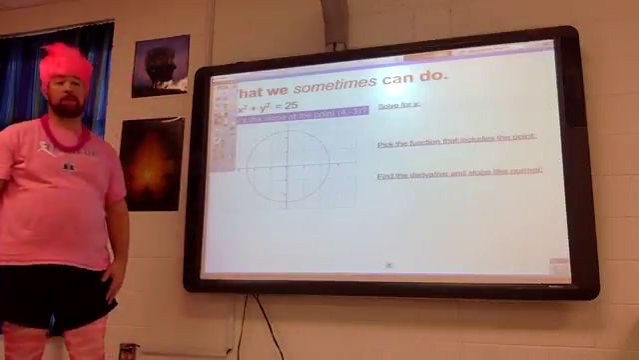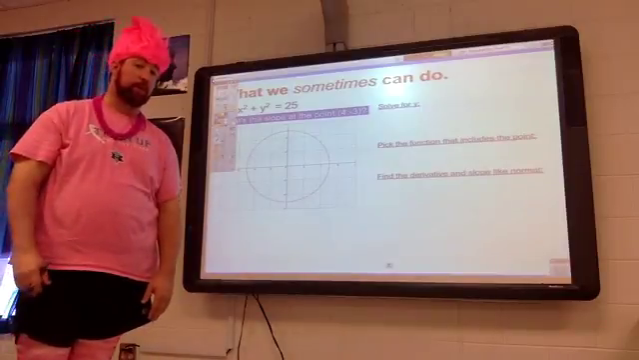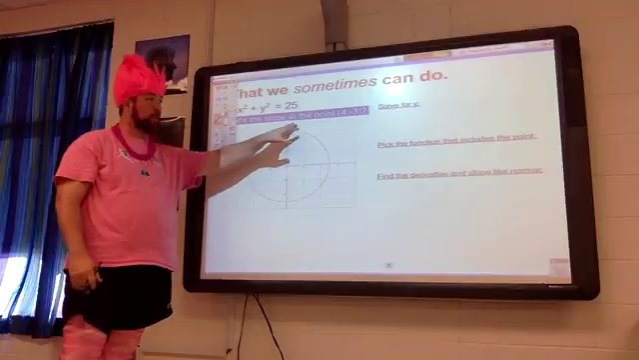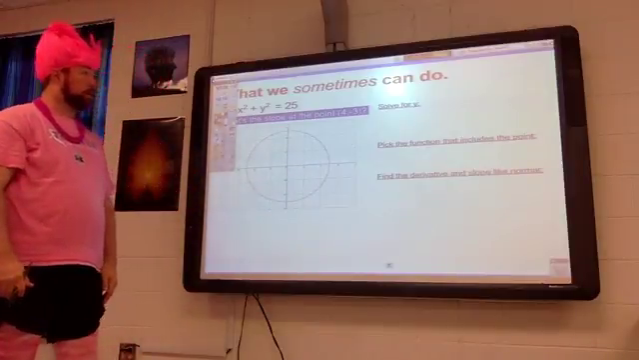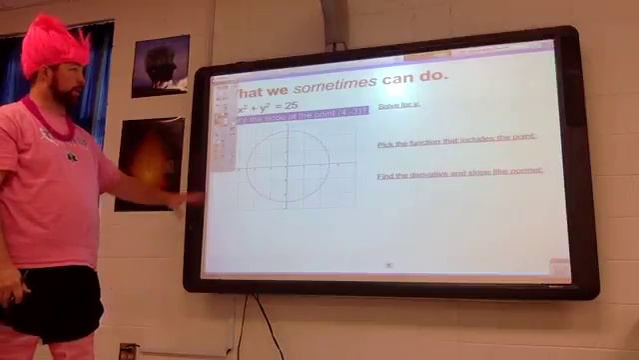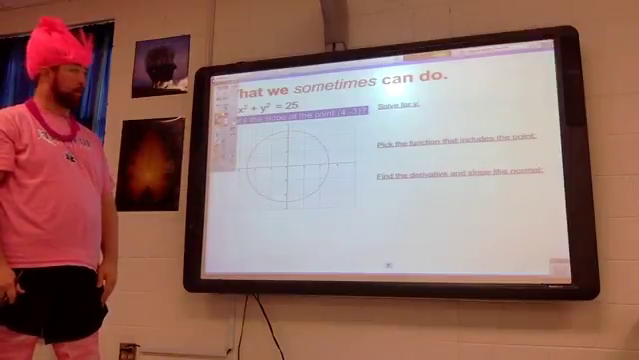Now, what we sometimes can do is, if you want to find the slope at the point (4, negative 3), so I'm being a little more specific here, we can actually solve the equation for y. It's not that difficult. This is one of those cases where it's not that difficult.